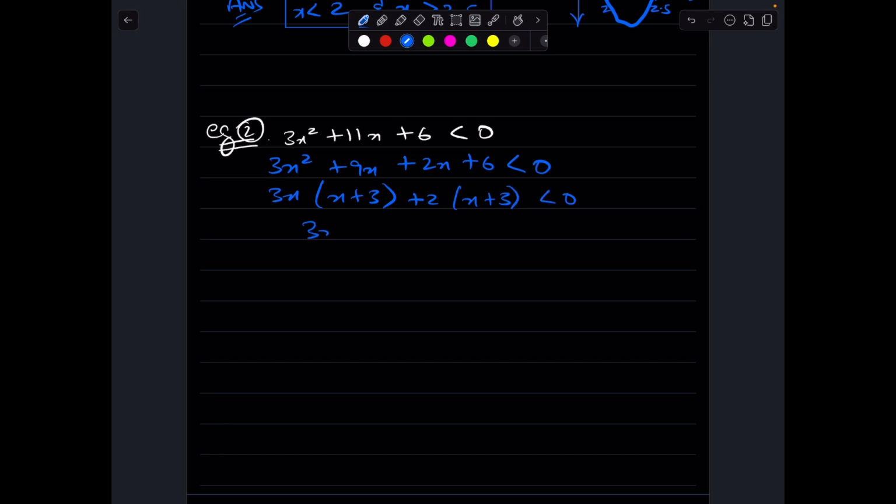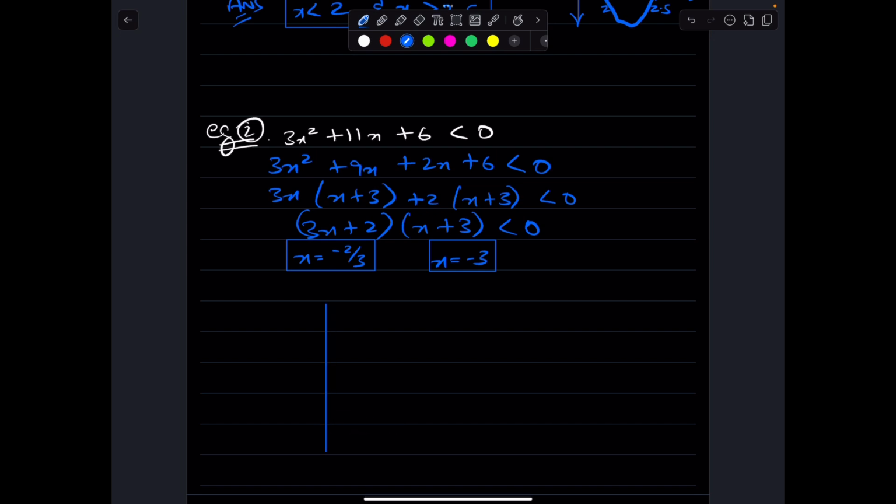And the factors turn out to be 3x plus 2 and x plus 3 is less than 0. And the two roots turn out to be x equals minus 2 over 3 and x equals minus 3. And then we have to draw the inequality, which would look something like this. So we have minus 2 over 3, which would be somewhere here, and minus 3.